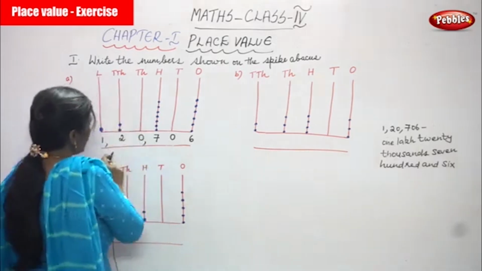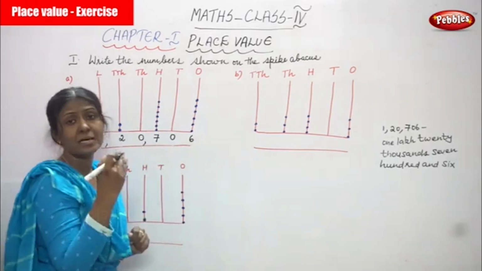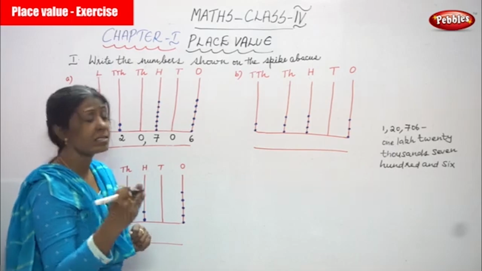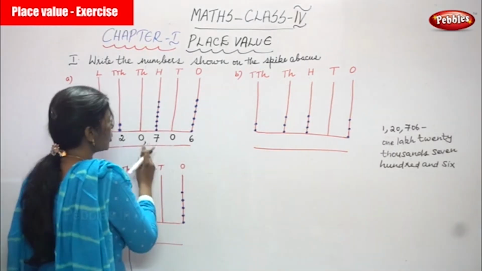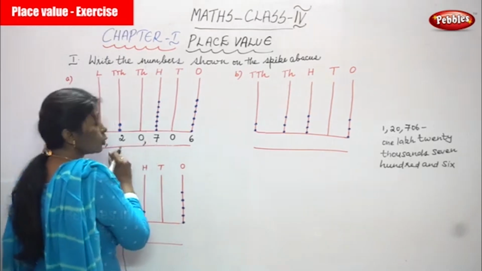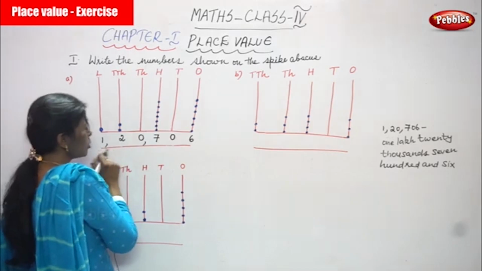In lakhs, only 1 dot I've written. So from the right, you have to leave over the 3 digits. That means once the period, you have to leave it over, and after that you have to start putting the comma after 2 digits. So after the 20 you put a comma, then you have only 1 digit, so you put a comma.